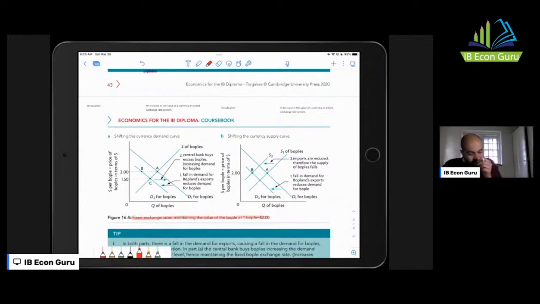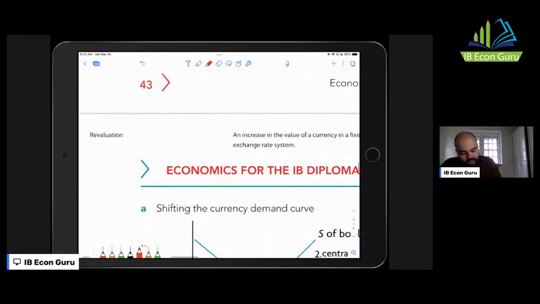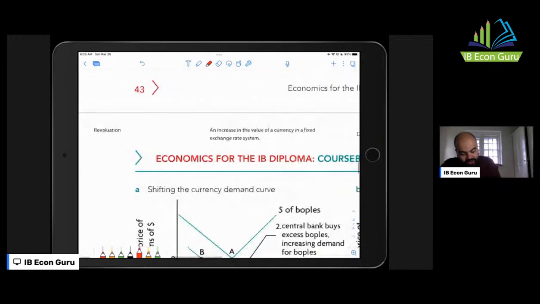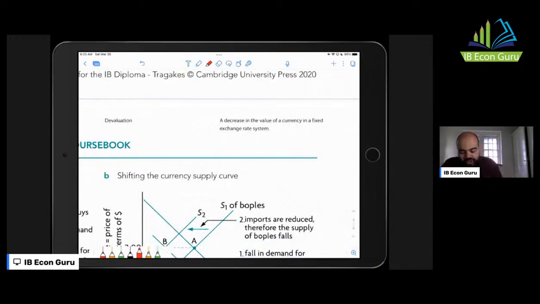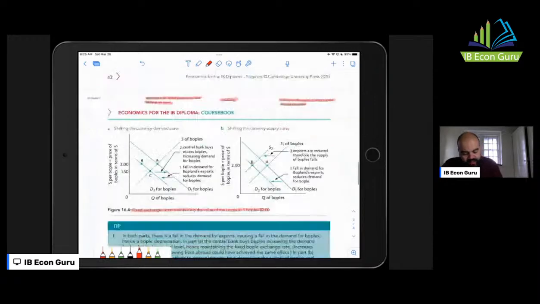All right, when we're talking about a fixed exchange rate, we don't use the terms appreciation and depreciation anymore. Okay, we use the term revaluation. A revaluation is an increase in the value of a currency in a fixed exchange rate system. It's not appreciation, it's revaluation. And instead of depreciation, you use the term devaluation. A decrease in the value of a currency in a fixed exchange rate system is a devaluation. So how does it work?